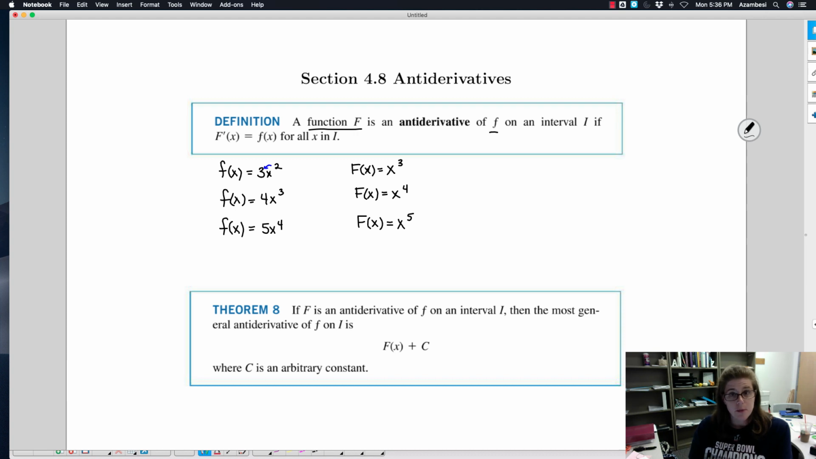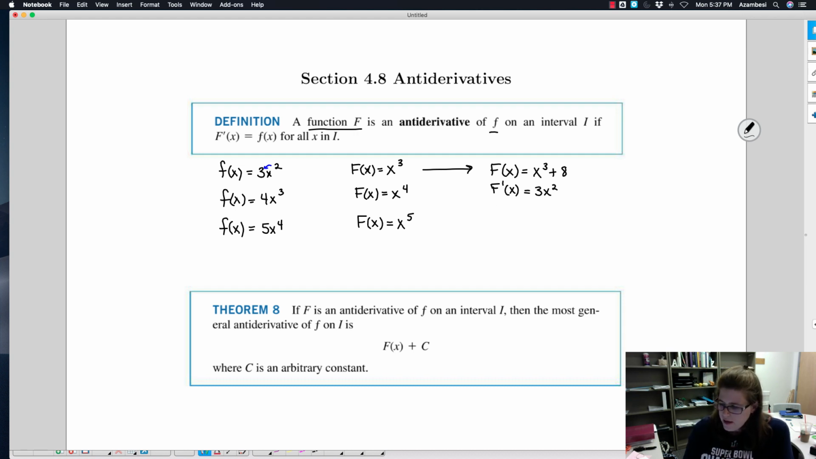That really means there could be more options. So let's take this first one, for example. I could have started with f of x is equal to x cubed plus 8, for example. Well, if I take the derivative of that, f prime, then what I get is 3x squared, which is what I need. The derivative of 8 is 0, because it's a constant, it goes to 0.